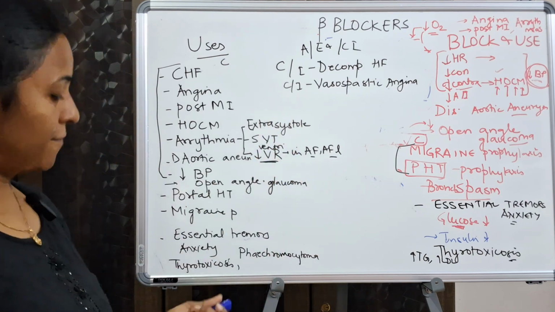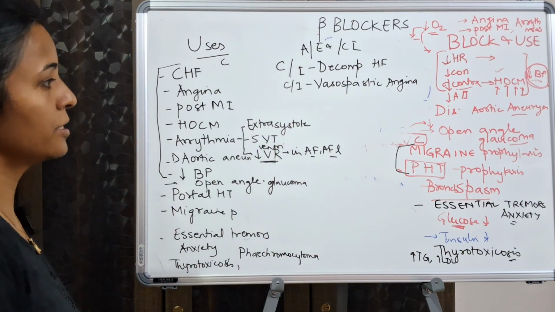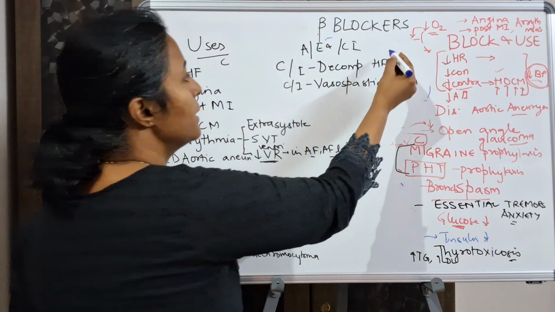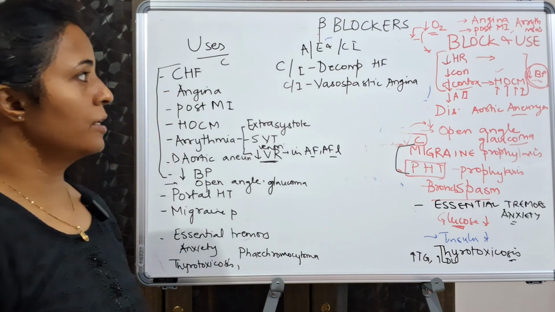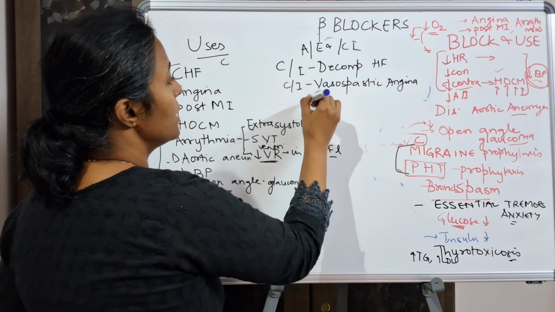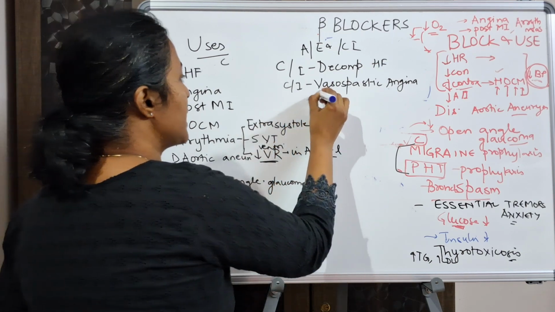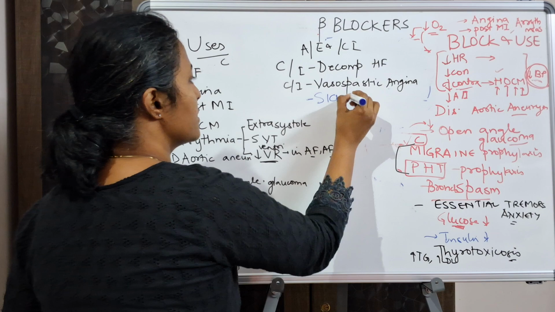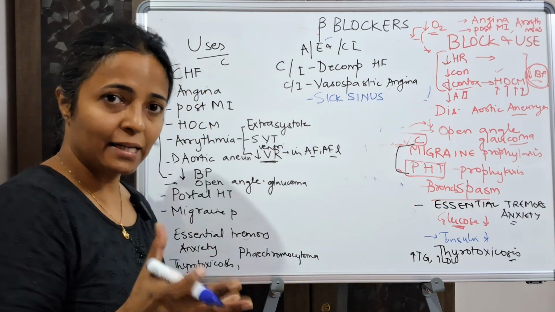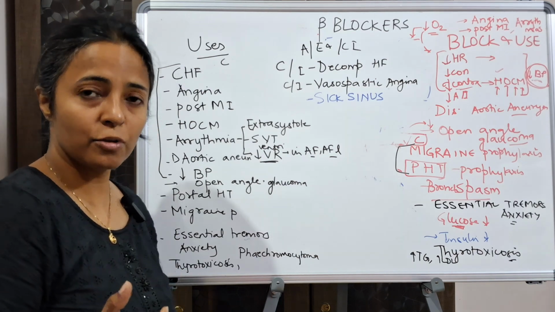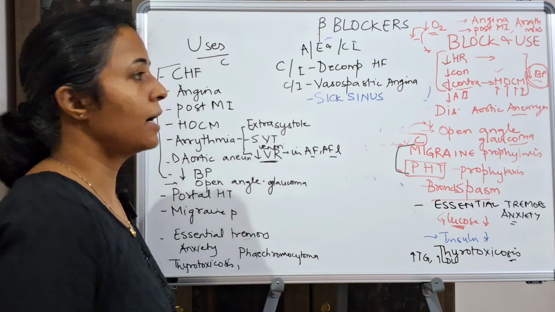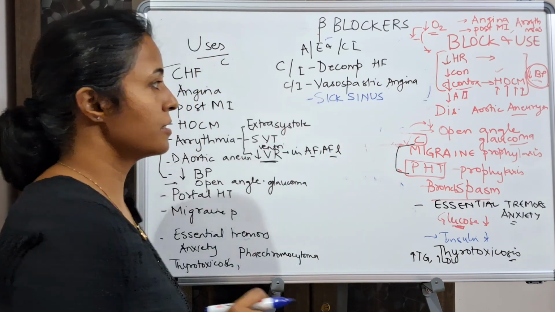Now, adverse effects and contraindications. See, if you know these effects, you can tell about that. So I told you that we will not use in decompensated heart failure, we will not use in vasospastic angina, we will not use in case of sick sinus syndrome. Okay, why sick sinus? There will be bradycardia. Sinus is sick, that is SA node is sick, so there will be bradycardia. Now beta blockers are already decreasing the heart rate, so we don't want to give in sick sinus syndrome.